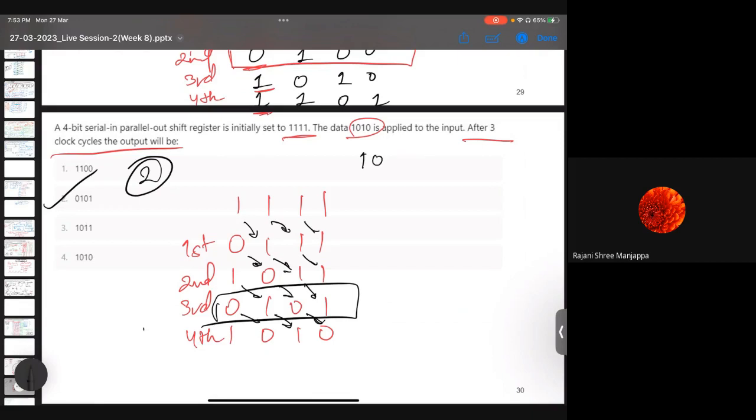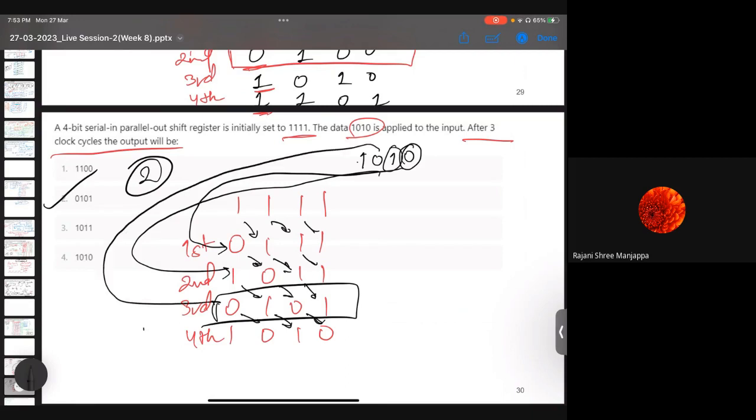The data 1010 is getting serially entered. So this 0 is getting inserted in the first clock pulse. Then it is getting shifted. Then this 1 is getting inserted in the second clock pulse. Then this 0 in the third. Then this 1 in the fourth. So initially it is 111. Later on, serially one by one, this data bit is inserted. So after third clock pulse, it is getting 0101. Is it fine?